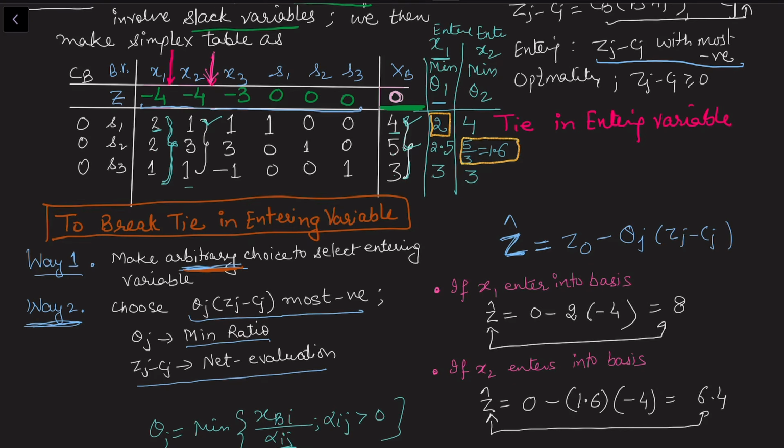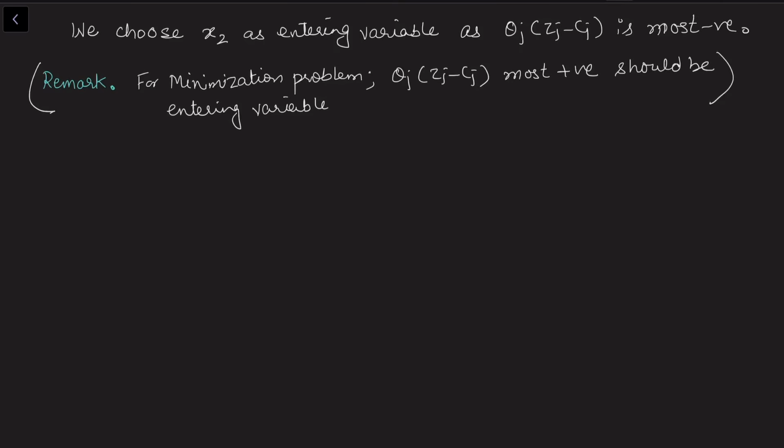So this way we can apply option 2 to find a better improved value, although both are improving. So the optimal solution that we get at the end is the same. It's not going to change for this particular problem, but sometimes the number of iterations does vary. And so we choose the entering variable where theta j into zj minus cj is most negative.